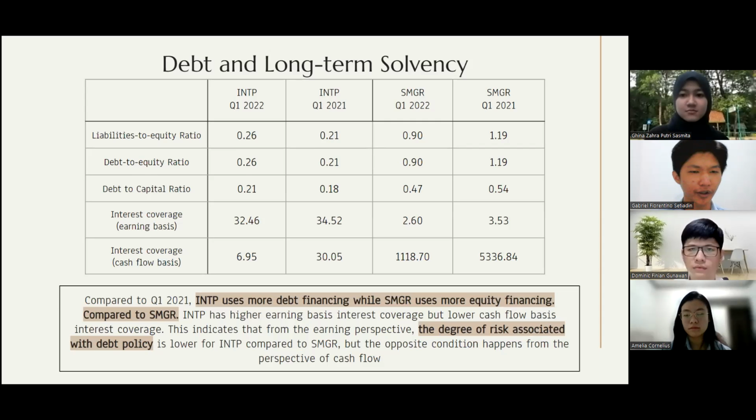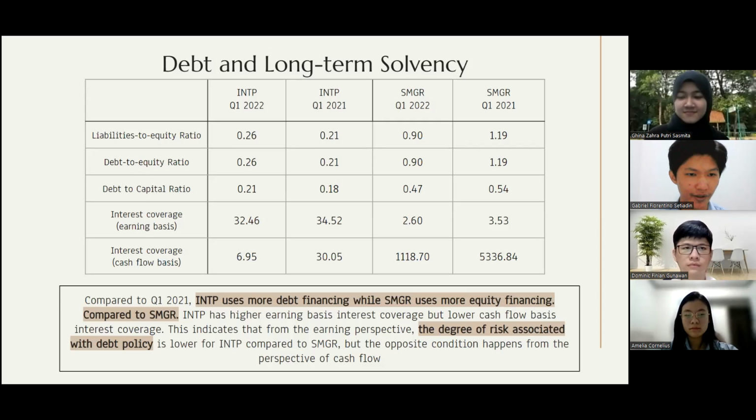Okay, next we are going to evaluate the debt and long-term solvency for both companies. We have calculated the liabilities to equity ratio, debt to equity ratio, debt to capital ratio, and interest coverage on an earnings basis and on a cash flow basis. And here are the results.